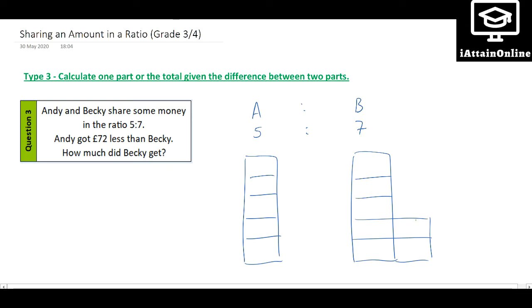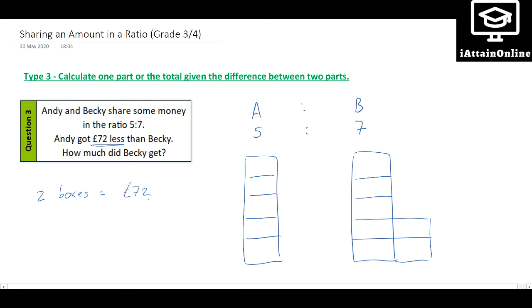Okay, now the key thing with this is to work out the amount you're given, this £72, how many boxes does that represent. So if Andy got £72 less than Becky, Andy also got 2 boxes less than Becky, or Becky got 2 more than Andy. So that tells us that 2 boxes are going to be worth £72.